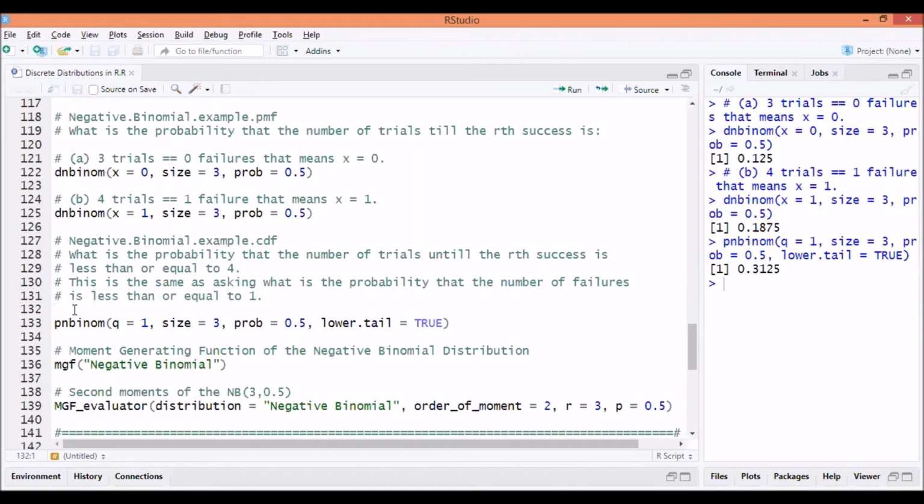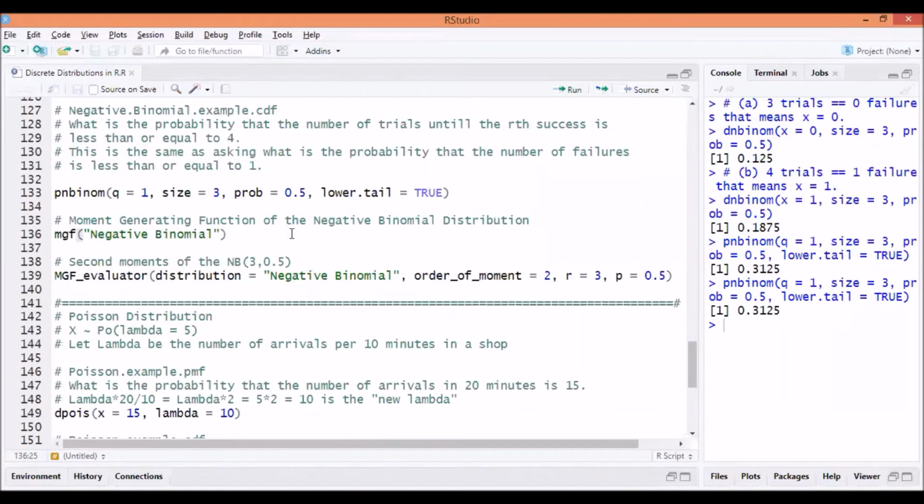So if we're considering the negative binomial distribution's cumulative distribution function, then let's ask ourselves, what is the probability that the number of trials until the rth success is less than or equal to 4? This is the same as asking what's the probability that the number of failures is less than or equal to 1, because the number of trials minus the number of successes gives us the number of failures, because any one trial can only be a success or a failure. The probability for that event is given by this line of code. pnbinom with q equals 1, size equals 3, probability equals 0.5, and being the lower tail probability. That gives us the answer of 0.3125, which we can see is the summation of these two.